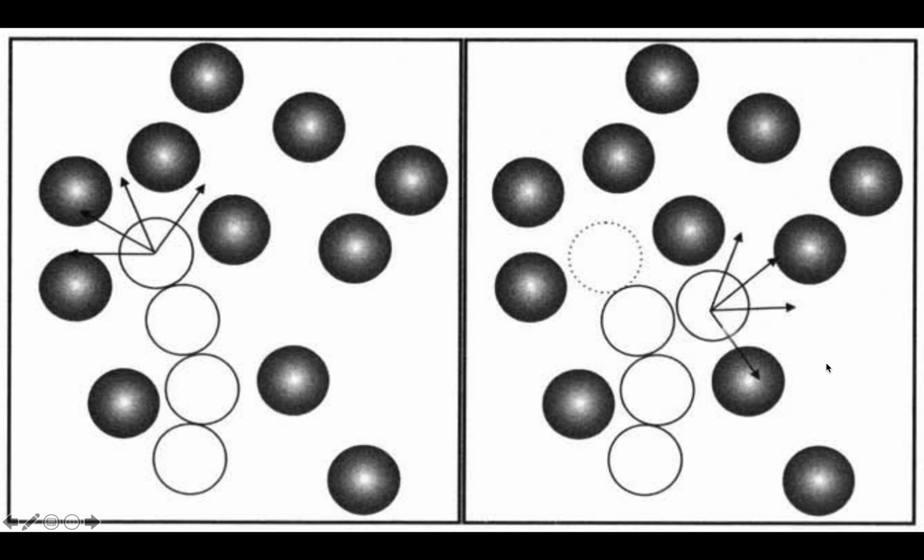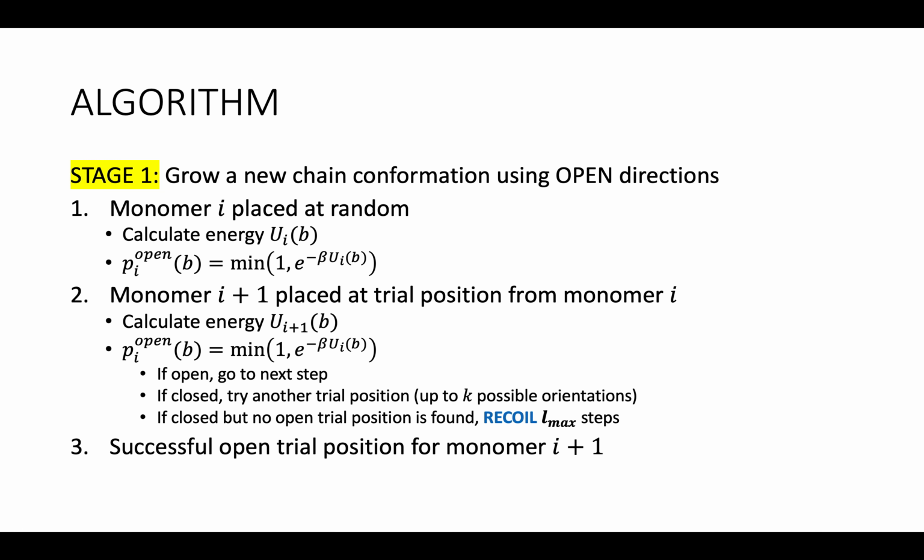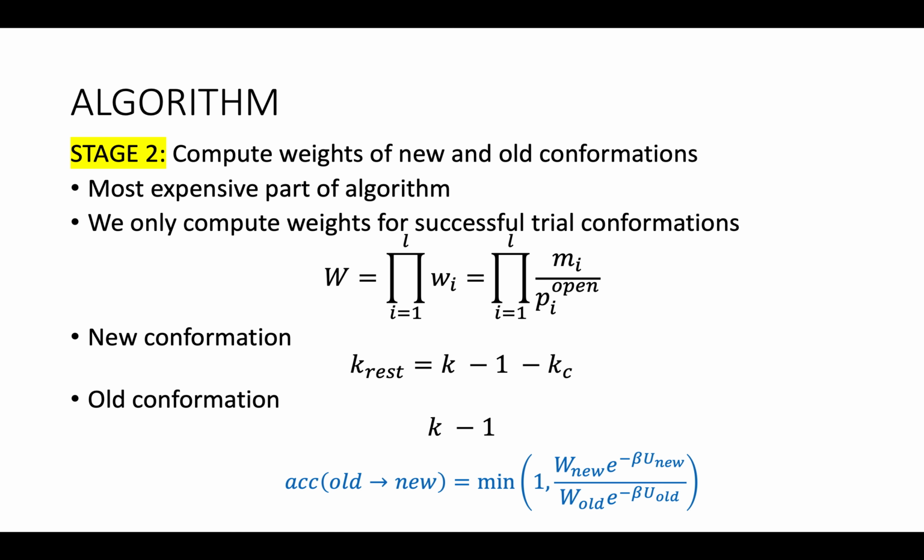This L max parameter is user defined, so you can define how many steps you would allow your chain to go back and search for a new configuration. And of course, by changing the number of L max steps, we can change or improve our accepted trials. Once we successfully do this for all monomers, we have already grown the whole chain, and we proceed to stage 2, where we compute the weights of the new and old configurations.